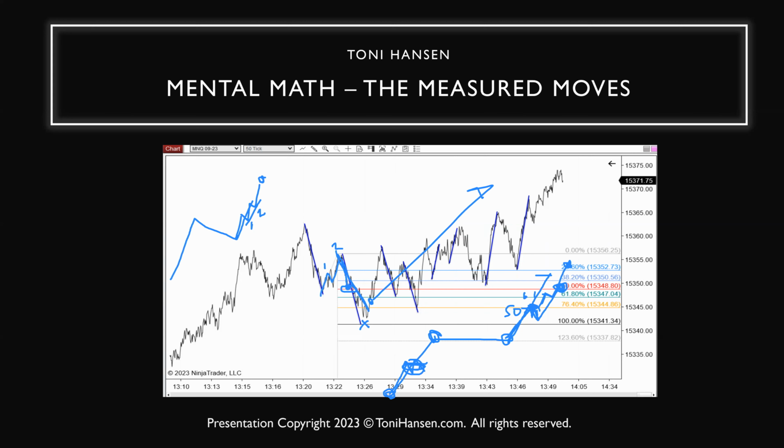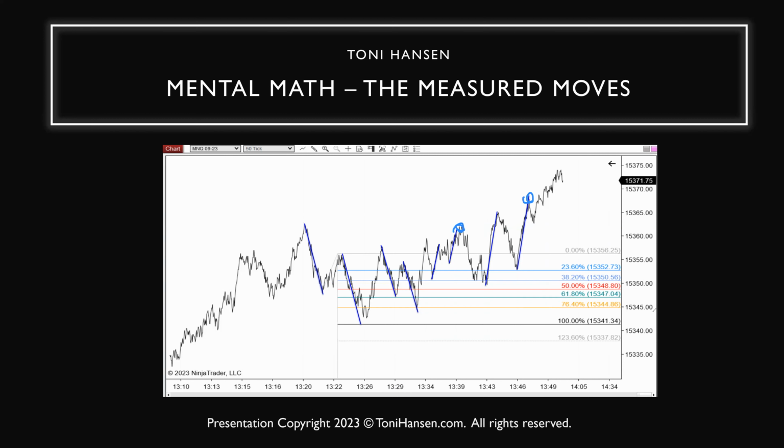Now, what I then used these for here this afternoon was to help with identifying different target levels and different levels of resistance to keep an eye on as far as taking partials on that position.